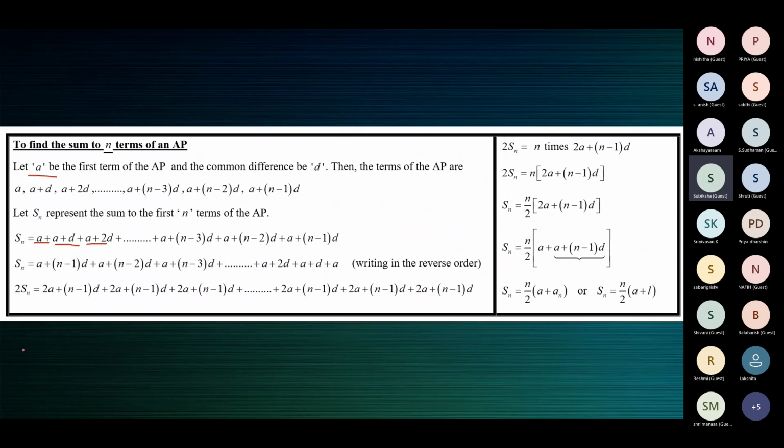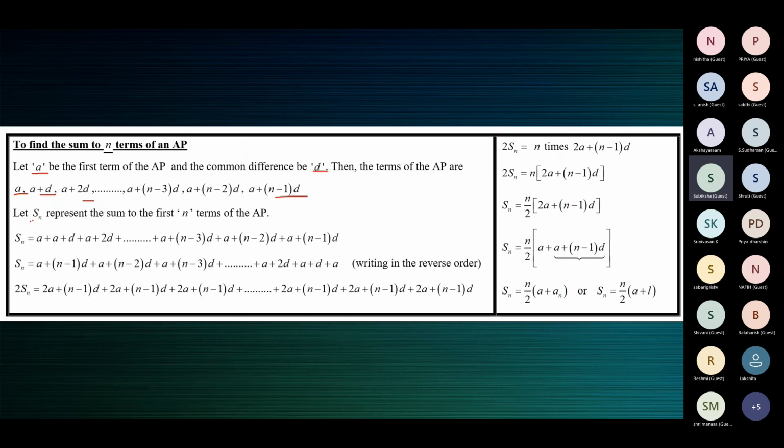So let A be the first term, and let D be the common difference. Then these are the first n terms of the AP: A, A plus D, A plus 2D, and so on till A plus (n minus 1) into D. These are the first n terms of the AP.